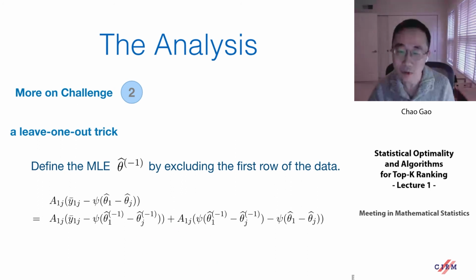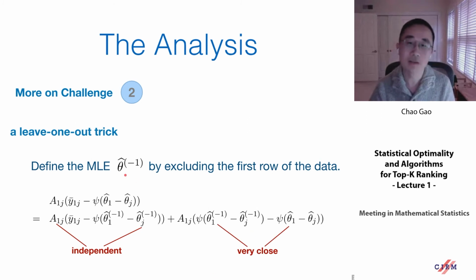Now let's look at these two terms, right? For the first term, we already have independence by definition, because the leave-one-out version of the maximum likelihood estimator does not depend on the first row of data. It is going to be independent of these quantities. Therefore, we can apply the Bernstein inequality directly for the sum of these things, right? So the second term is going to be small because the leave-one-out version of the MLE is just a small perturbation. It only removes one row among all the n rows. So this is the idea.